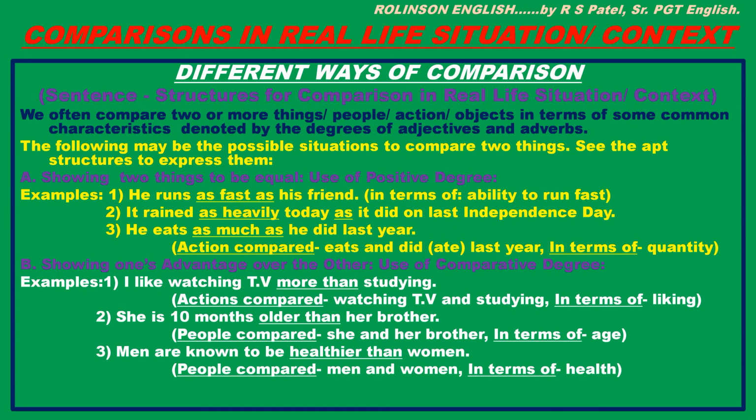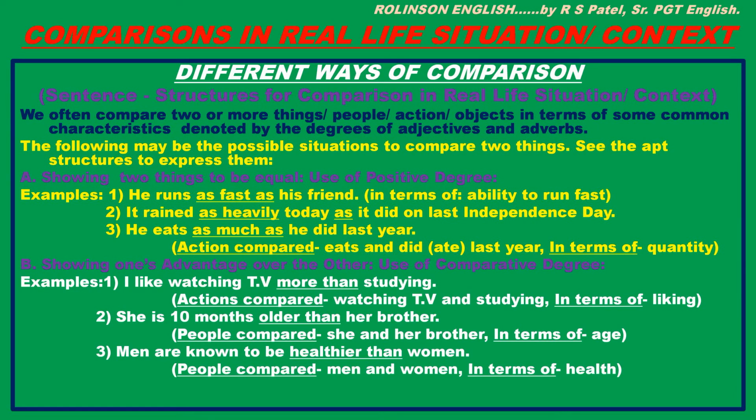Number one, I mean A, showing two things to be equal. Use of positive degree. Examples. Number one, he runs as fast as his friend. Here we are comparing two friends in terms of ability to run fast. See the degree of adjective, as fast as, positive degree preceded by as and followed by as.